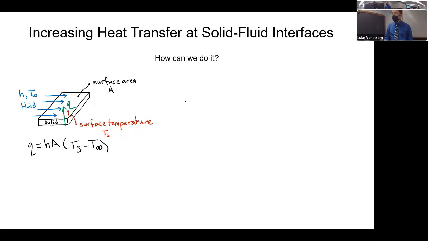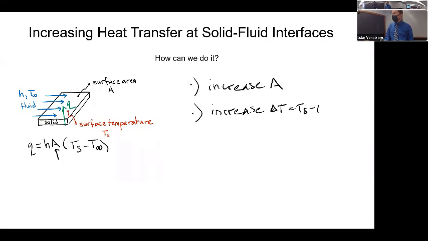Owen? Increase surface area. So yeah, most definitely, right? We can increase A, right? It's sitting right here in the equation. If you make A big, you get more Q. Definitely. Okay, the other option is, Rylan? Increase your change in temperature. Yeah, exactly. So increase delta T, which is the T_s minus T_infinity.